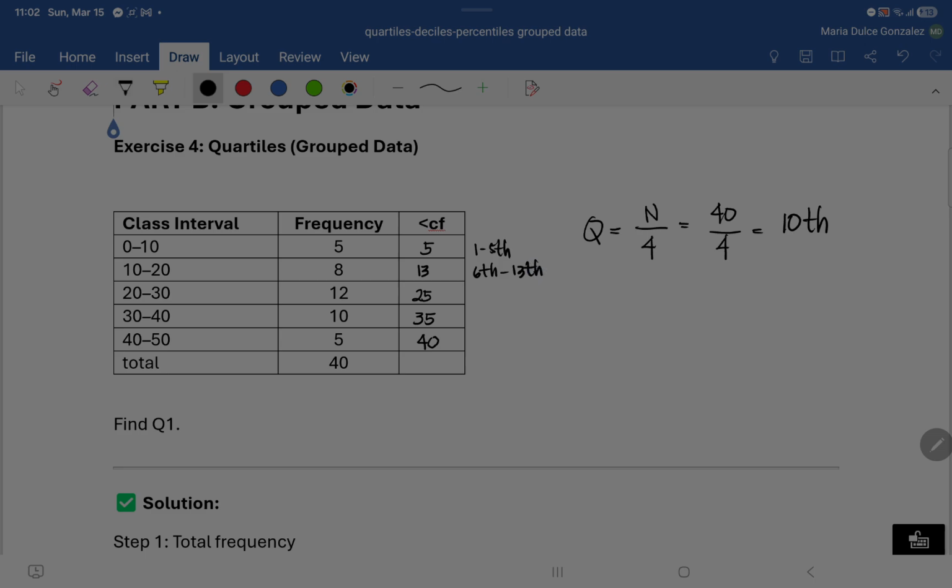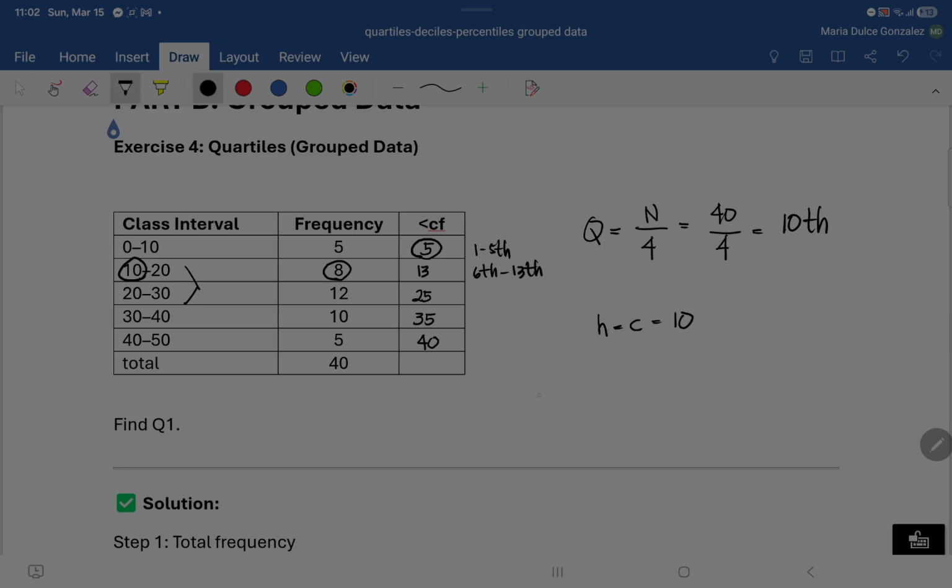Since it's in the second row, we will use this as our lower limit, this one as the frequency of the class, and this would be the cumulative frequency lower than that of the class containing our 10th data. Then we also solve for the class interval. So class interval would be 30 minus 20 or 50 minus 40. So our H, which is just the same as C, is equal to 10.